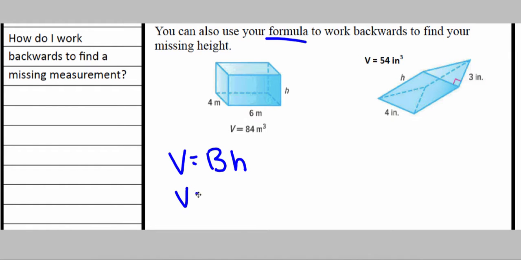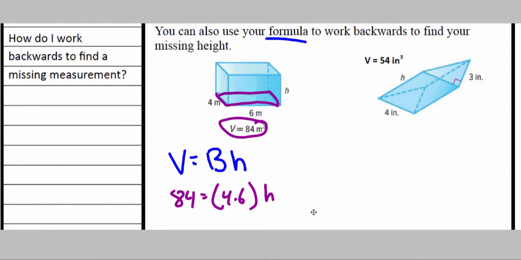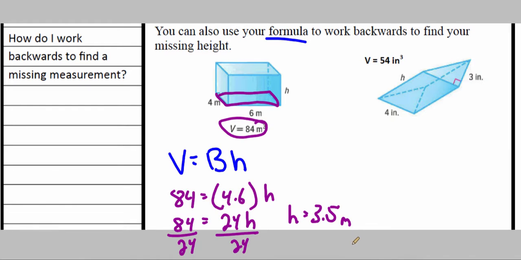So my volume, let's put my numbers in place. So my volume is 84, is equal to the area of my base, 4 times 6, times my height. And that's what I want to figure out. So 84 is equal to 24 times h. So now I just solve it like an equation. I divide by 24. 84 divided by 24 is going to give me a height of 3.5. We're dealing in meters, so meters.